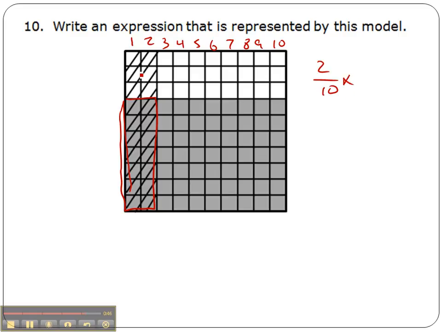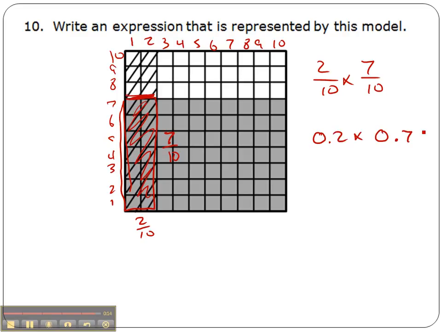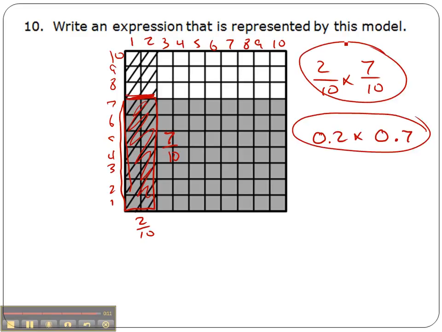times, because this part of the rectangle is 2/10, times, if we count the rows, also 10 rows, so there are 7 of 10 rows that are shaded gray. So the expression is 2/10 times 7/10 would be the area of this region that is shaded twice. Another way to express this would be 2/10 as a decimal times 7/10, 0.2 times 0.7. Either one of these would be acceptable for this problem.